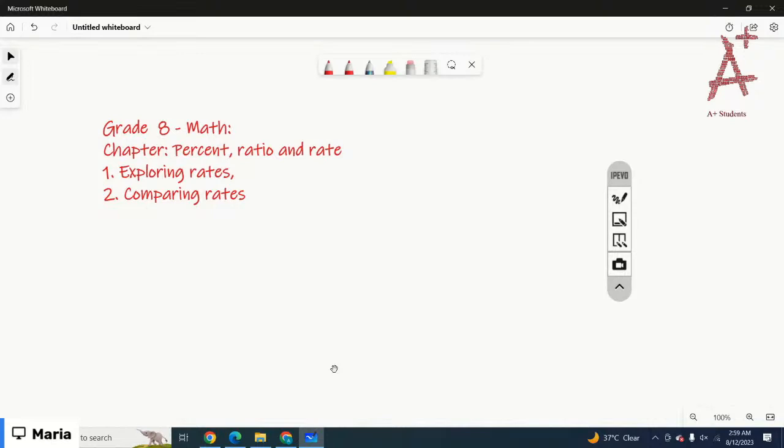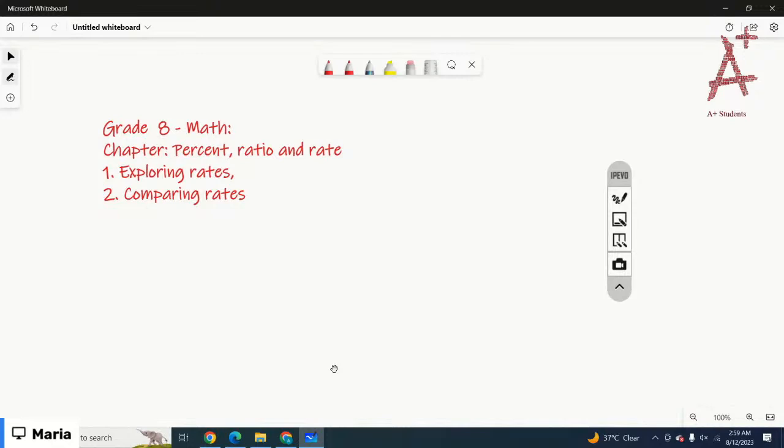So, we are here for grade 8 math. We are working on the book Maths Make Sense grade 8. We're working on chapter 5. The chapter name is Percent, Ratio and Rate.